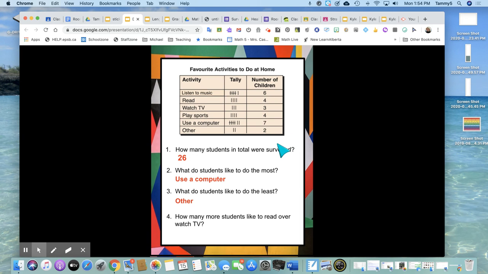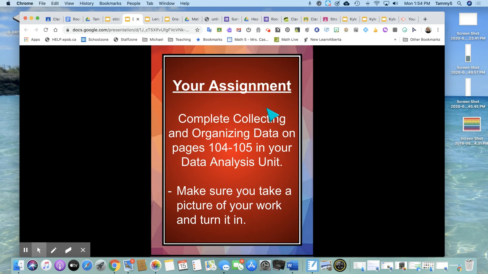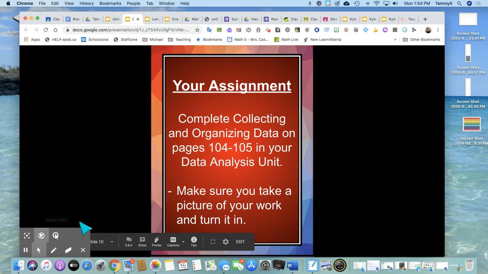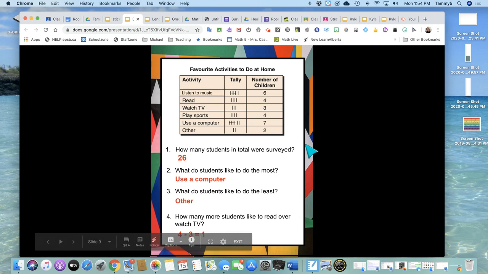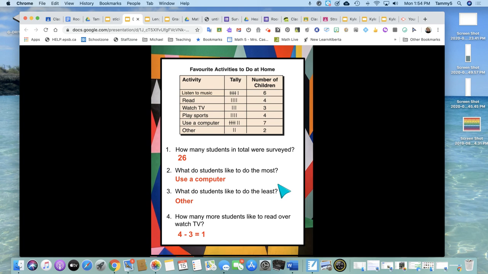So you should be saying to yourself, that means I need to subtract. So I need to look at how many students like to read. And I see there's 4 students that like to read. And then I look at how many students like to watch TV. 3. So I would say 4 minus 3 equals 1. So the answer is, oh, I went too fast. Sorry, grade 3s. Let me just go back. There we go. So I would say that 1 more student likes to read over watching TV.